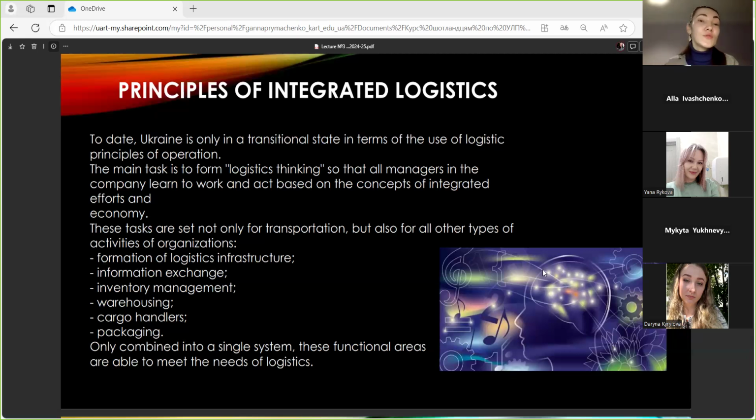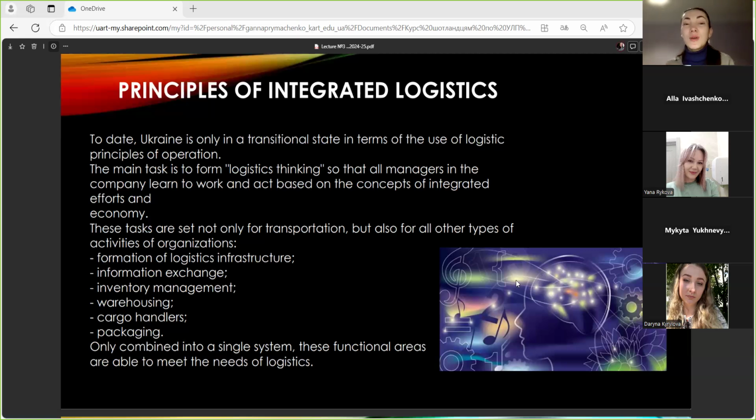We need to think about the formation of logistic infrastructure today and where it works, where it doesn't work, where there is a traffic jam, for example. We need to know when we could use it and where to find this information. It is about information exchange, inventory management, and warehousing, of course, because sometimes we can use only safe goods in transport. Sometimes we need to use a warehouse system. It is about cargo handling, packaging, and other types of operations with cargo, which could be needed during our transportation period. Only combined into a single system are their functional areas able to meet the needs of logistics.